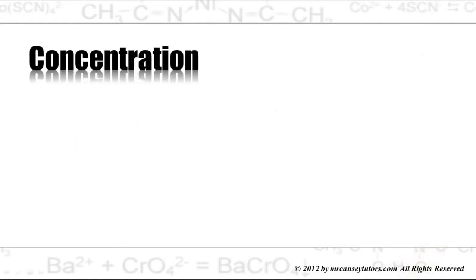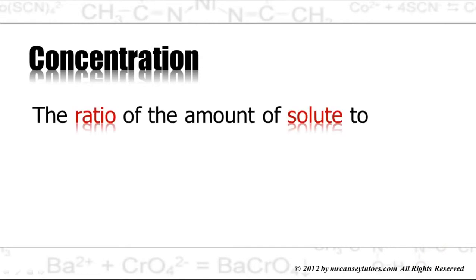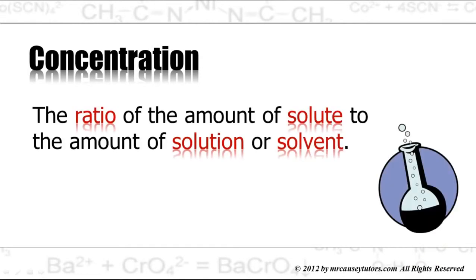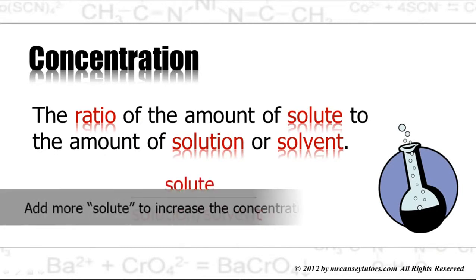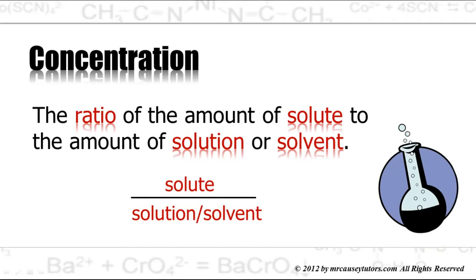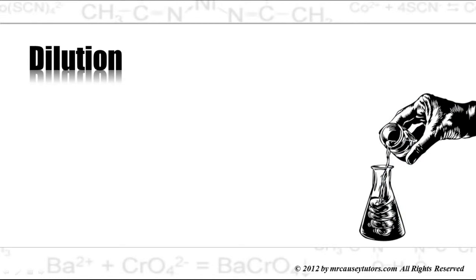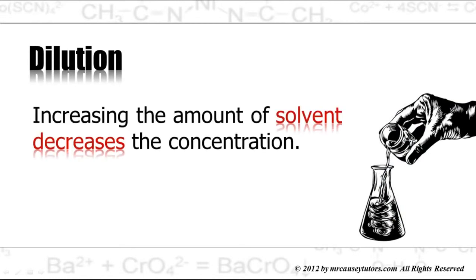So, concentration is the ratio of the amount of solute to the amount of solution or solvent. So it's solute per solution or solvent. And remember that if you add more solute, you're going to increase that concentration. If you add more solvent, you're going to decrease the concentration. Dilution is increasing the amount of solvent. So if you put more solvent in, you're going to decrease the concentration. And that's a common way to take a stock solution and make other solutions.